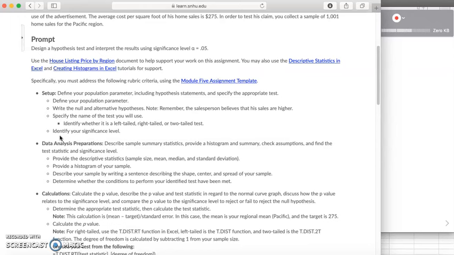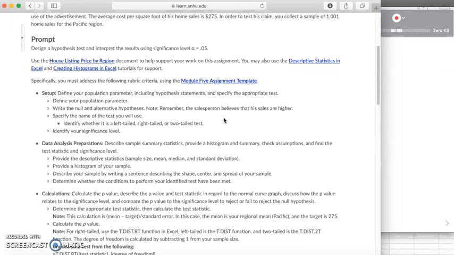So first we have the setup. We need to define your population parameter, including hypothesis statements, and specify the appropriate test. So first you need to define your population parameter. What population parameter are you testing? Are you testing the mean? Are you testing a sample?